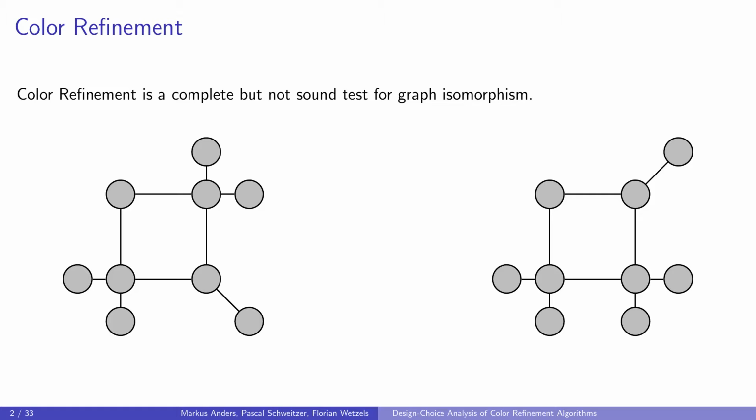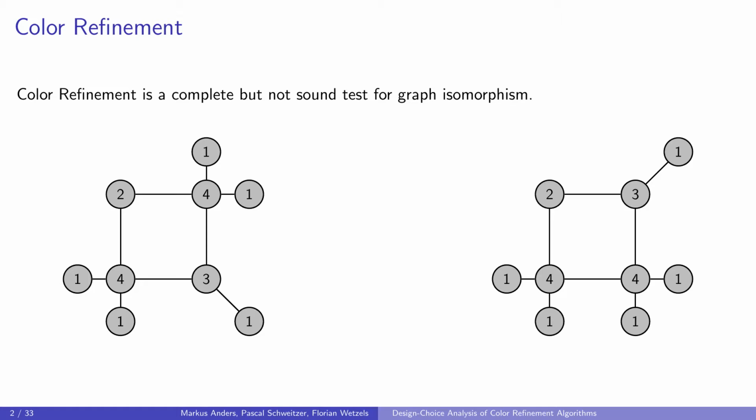Color refinement is a complete but not sound test for graph isomorphism. So now let's look at an example. Here we are given two graphs and want to check whether they are isomorphic or not. An intuitive approach could be to look at the degree sequences of the two graphs. But in this example, they are both the same. Both graphs have 2 degree 4 vertices, one of degree 3, one of degree 2, and 5 leaves.